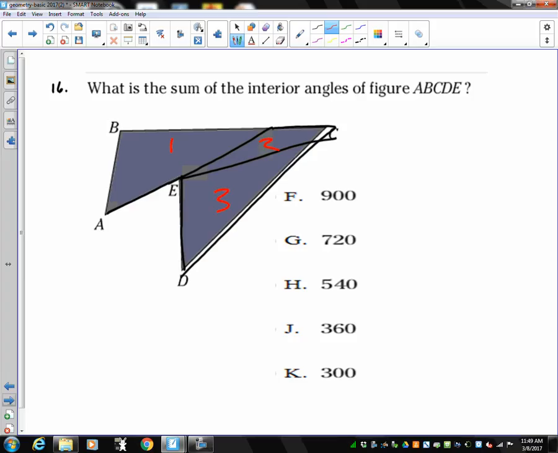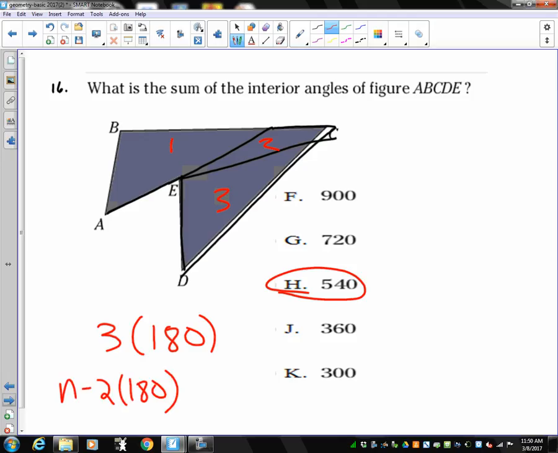Remember the idea: when you want to sum the interior angles of some sort of polygon, you want to break that up into triangles. Since I have 3 triangles here, I can just say 3 times 180. 3 times 180 is 540. You also could have figured out that it was a 5-sided figure, so it would be a pentagon. It doesn't look like the pentagon we normally get. You can also use the formula: n minus 2 times 180.